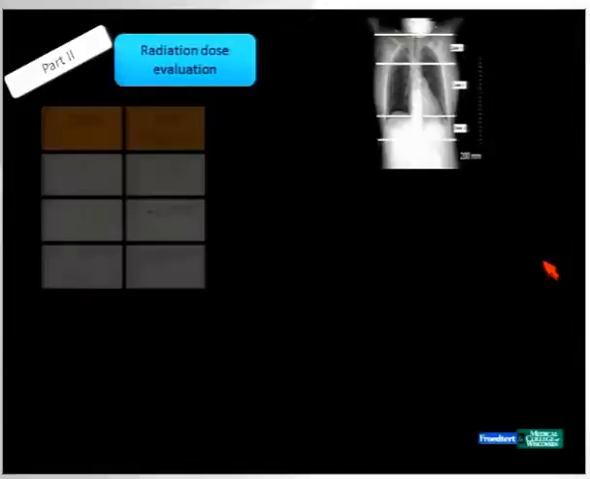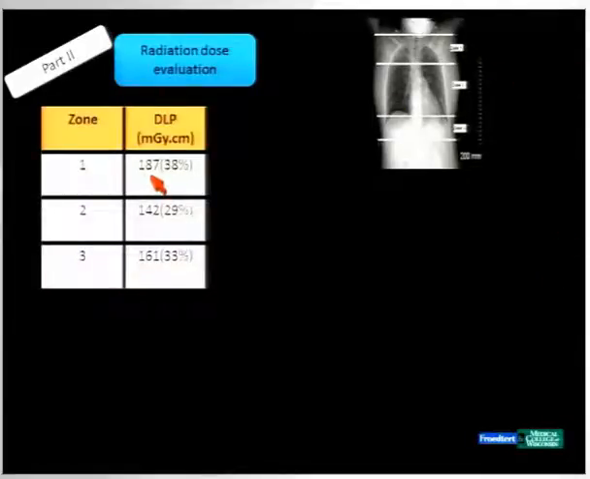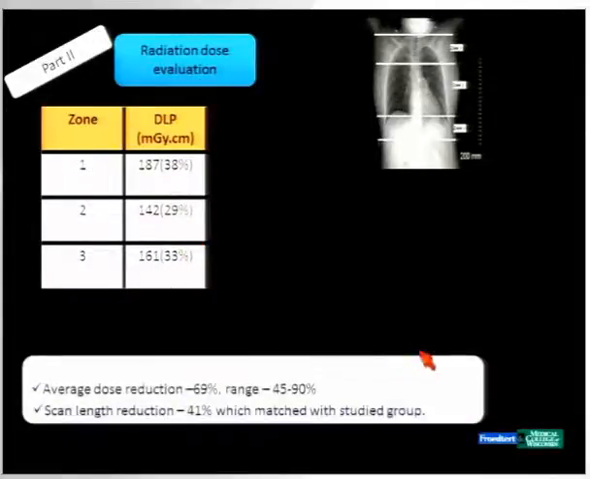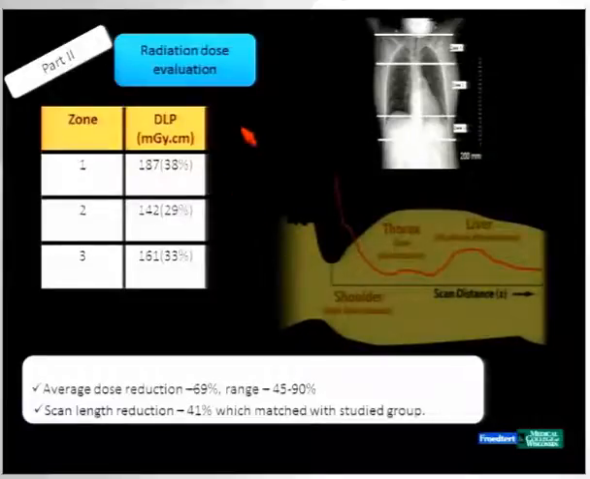Dose evaluation: zone 1, you can see the DLP of 187, zone 2 DLP of 142, and zone 3 of 161. Average dose reduction again turned out to be 69% with a range of 45 to 90%. The scan length reduction was 41%, which matched our studied group. You can see in the scout that zone 2 is really big compared to zone 1 and zone 3. The concept behind reduced DLP is the smart mA. The smart mA turns on a higher dose when you are scanning the higher attenuation region like the shoulder or the upper abdomen.